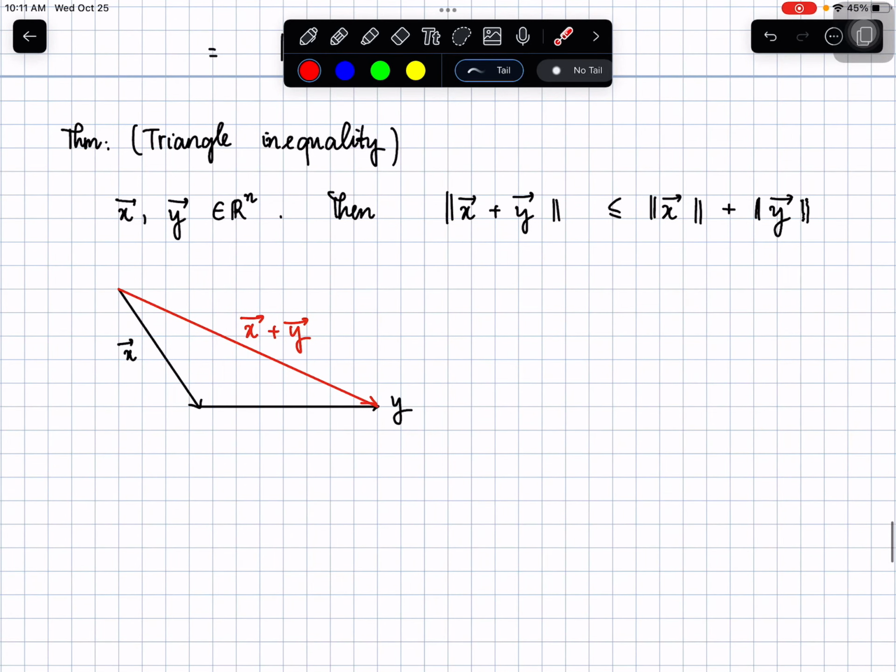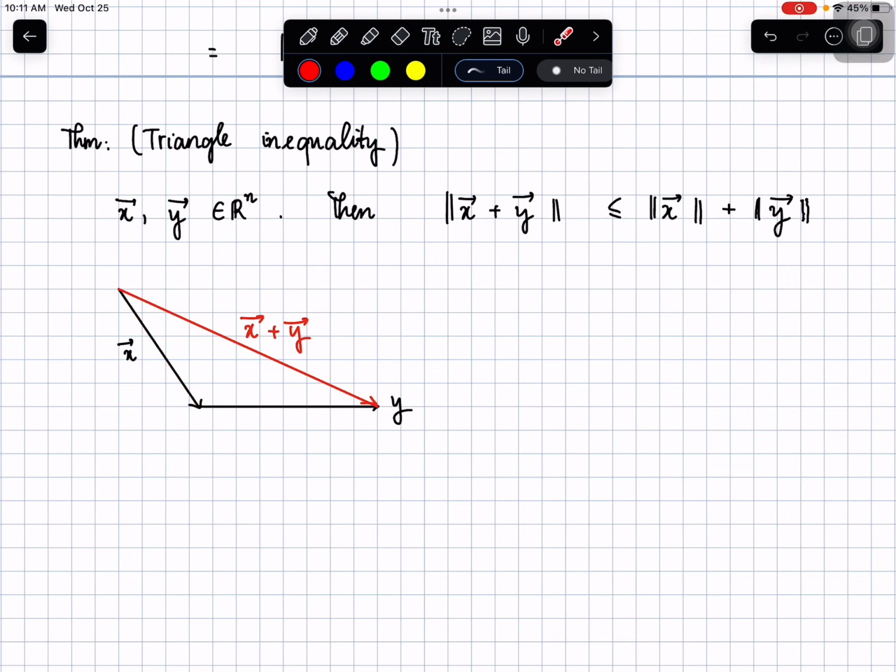Here we prove the triangle inequality. We are given two vectors x and y. Then the theorem says that the length of x plus y is less than or equal to the length of x plus the length of y. Here's the length of x, here's the length of y, and this is vector x plus y.